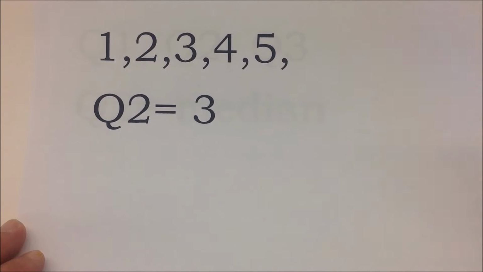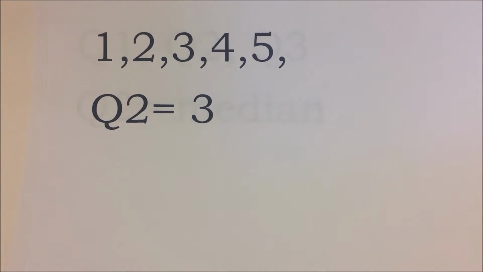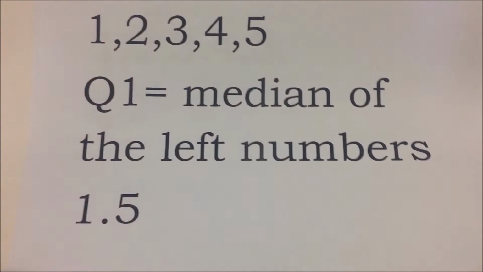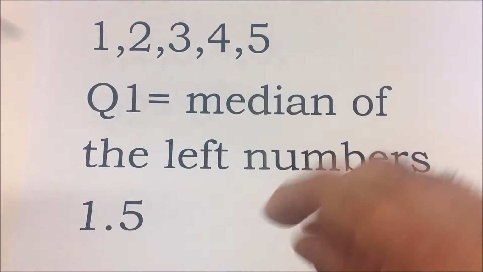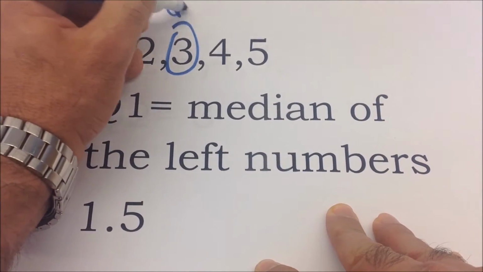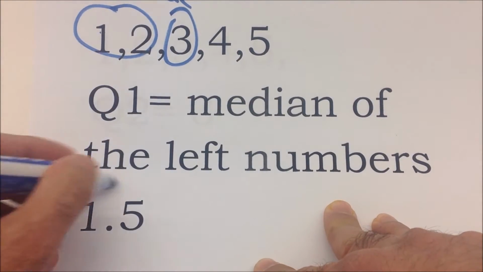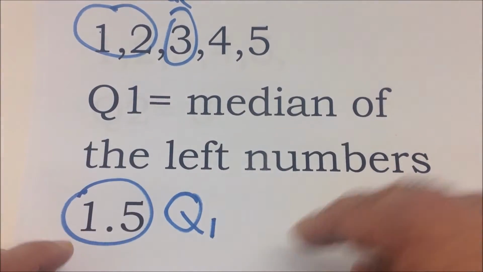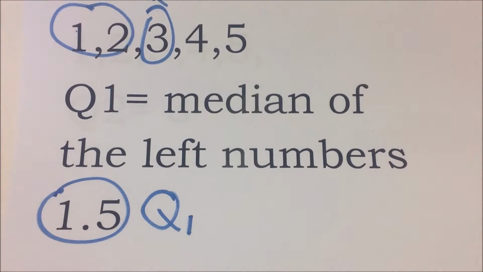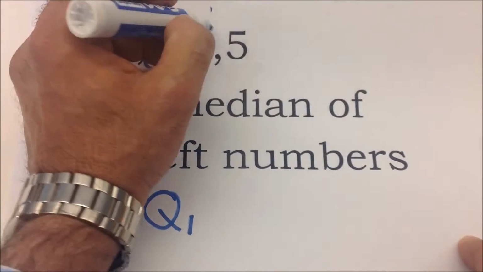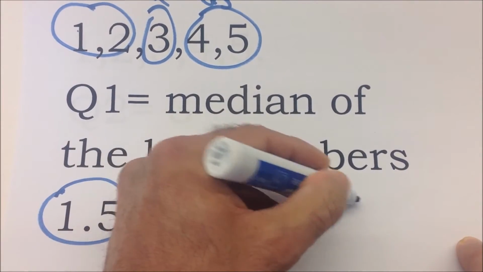So let's say we have these numbers, just to review, and we know the middle number is 3. So Q2 is 3. So now we can get the median of the left numbers. So if Q2 is here, we want these numbers now to find Q1. So between 1 and 2 is 1.5. So that'll be Q1, the median of the left numbers, 1.5. And of course, if we wanted Q3 up here, we know it's 4.5. So Q3 is 4.5.